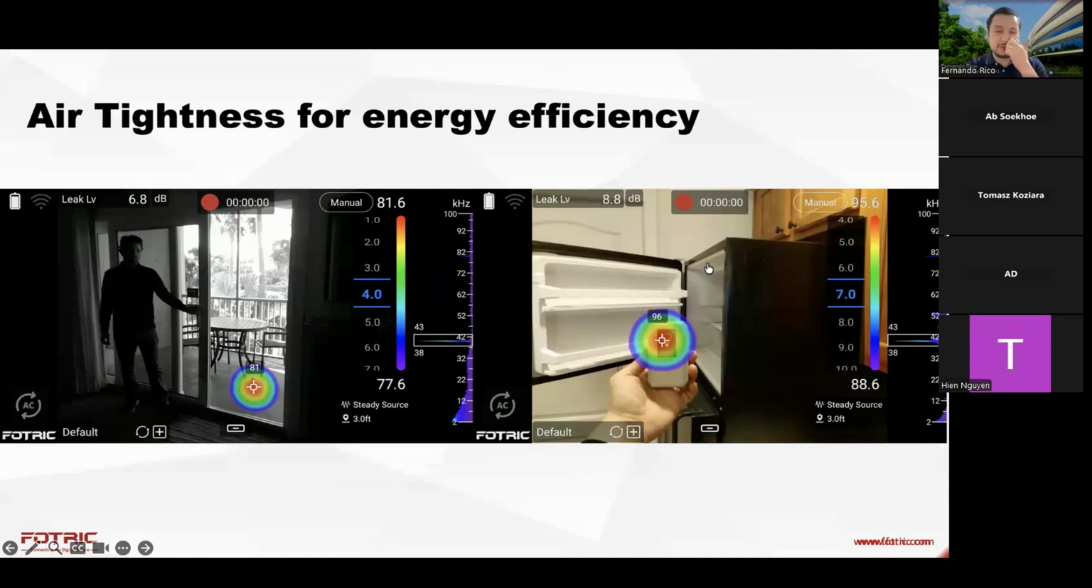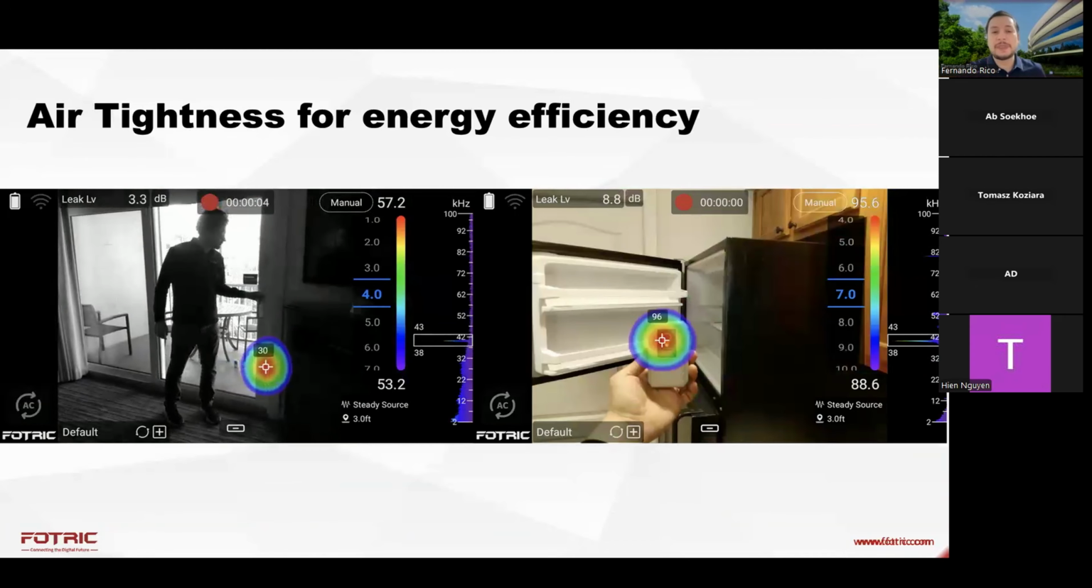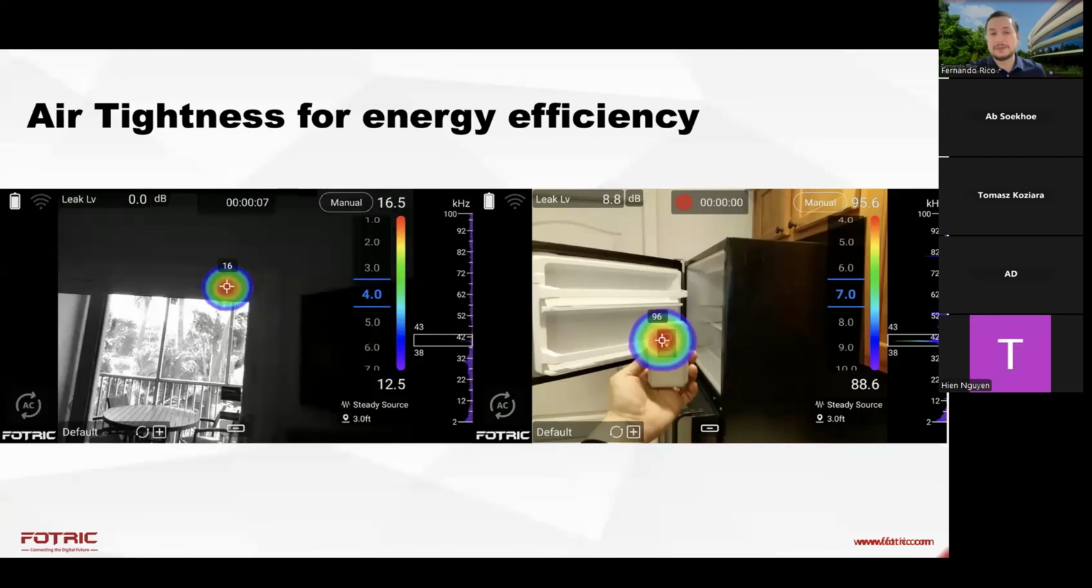The same is used for energy efficiency in buildings. You can see in the video on the left how the emitter is outside, the door is closed, and then the camera shows all the areas where sound is leaking.